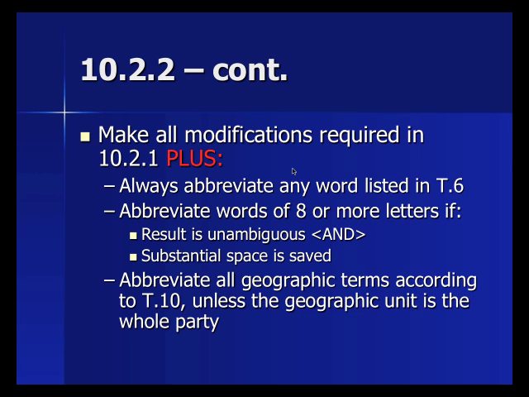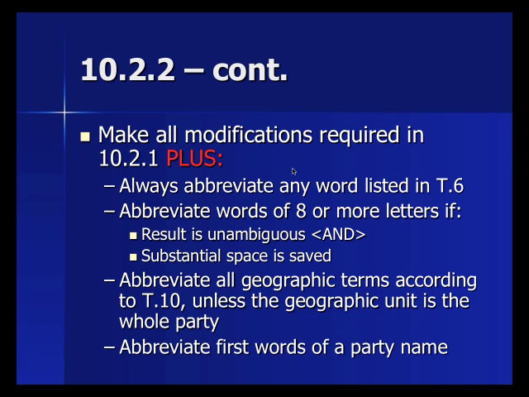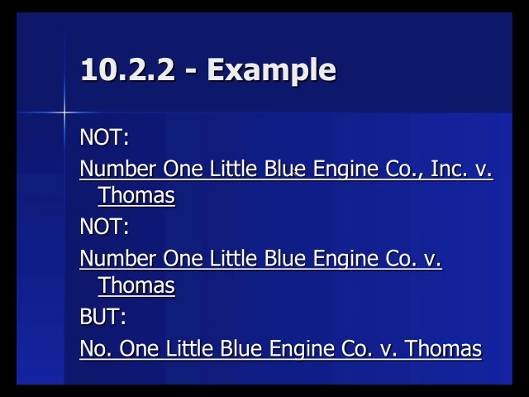Finally, unlike case names in textual sentences, in a citation sentence, you should abbreviate all the words that you can, including the first word for each party's name. Look at this example from earlier. Your case name in the caption is No. 1 Little Blue Engine Company Incorporated versus Thomas. Under 10.2.1h, which also applies to citation sentences, we know we can eliminate incorporated because the first party's name includes company. But unlike in our earlier textual sentence example, we can also abbreviate number to NO period, even though it begins the party's name.